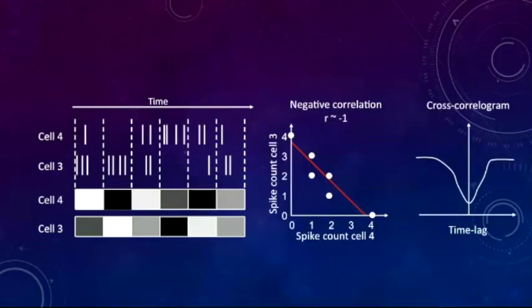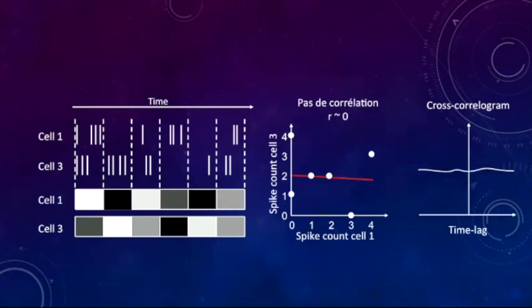Here's another example. This is exactly opposite. When one cell is active, the other one is silent, and vice versa. So this is a negative correlation, okay? Now, if you look at the cross-correlation, it's not a peaky cross-correlogram. Now there's a dip. Again, this is like a chance value at infinite time lags, but around 0, the correlation drops. And again, the width of it tells you how long this negative correlation usually lasts.